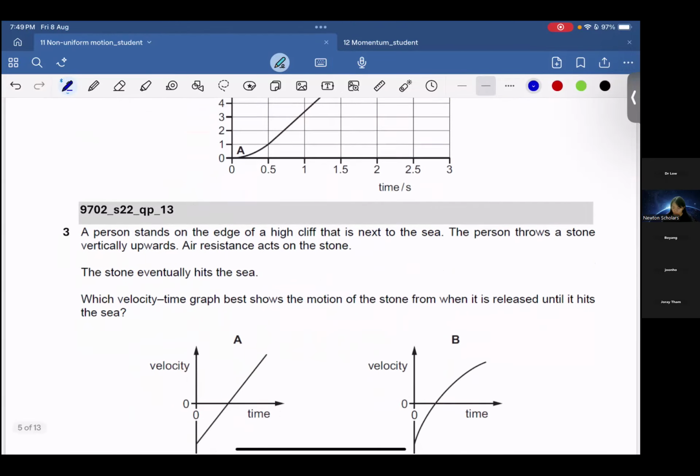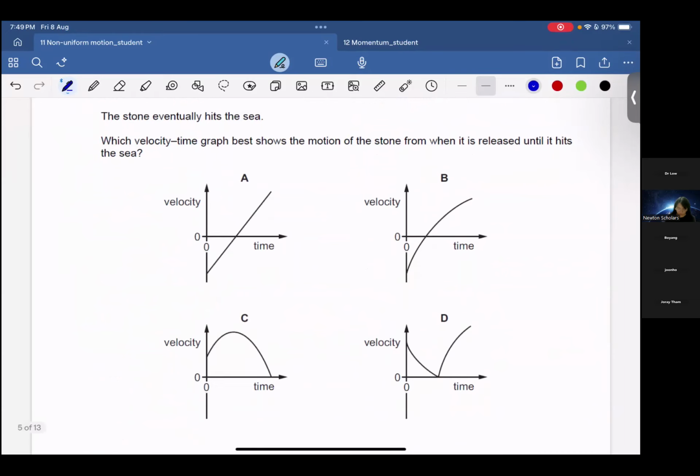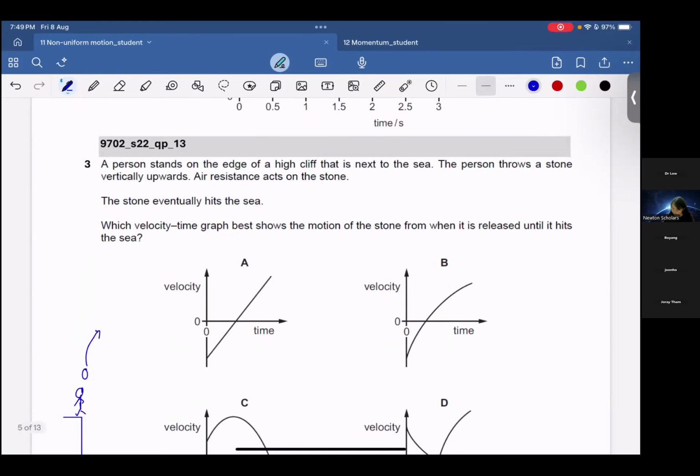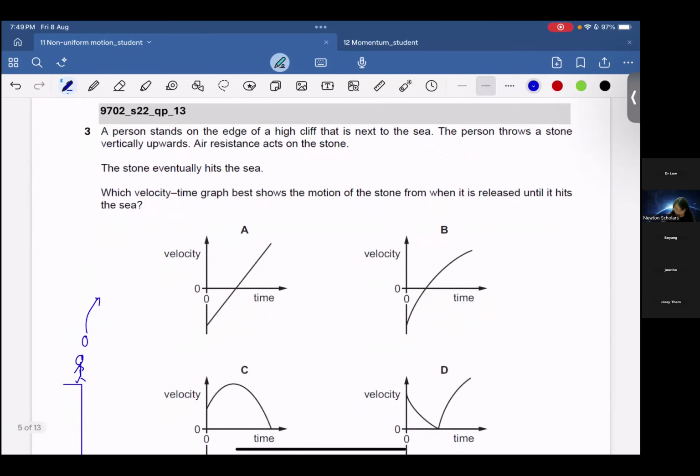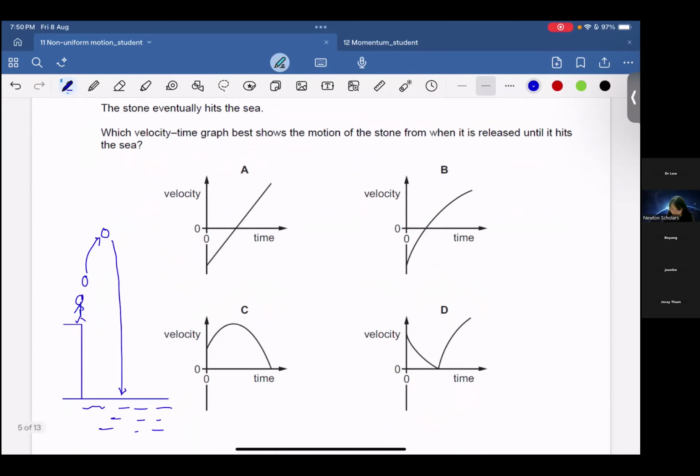Question number 3 is a bit challenging, but it's okay. A person stands on the edge of a high cliff that is next to the sea. Maybe we can draw it out like this. Somebody is standing here, then throws a stone vertically upward. We need to consider air resistance. And at the end, it hits the sea. So this is the sea. Which velocity time graph best shows the motion of the stone?